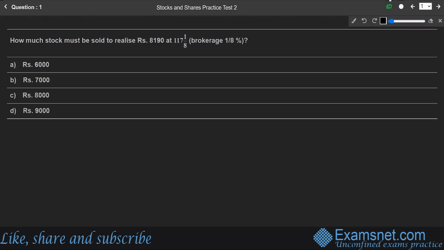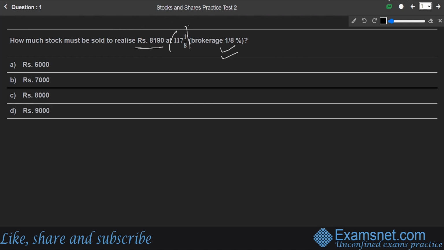Okay, so the question says how much stock must be sold to realize rupees 8190 at 117 1/8. This is a mixed fraction. Brokerage is being given as 1/8%. So we need to understand what all values have been given to us.